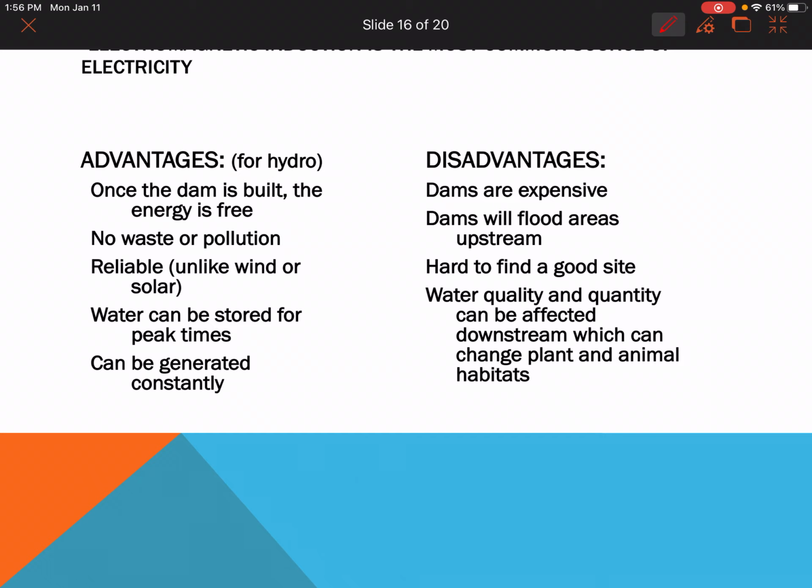It's hard to find a good site for this. Not everywhere can use it. Like, that's why in Manitoba, we're able to use it because we have a lot of good sites. Like, we have a ton of waterways, rivers, lakes, etc. So it works well for Manitoba.